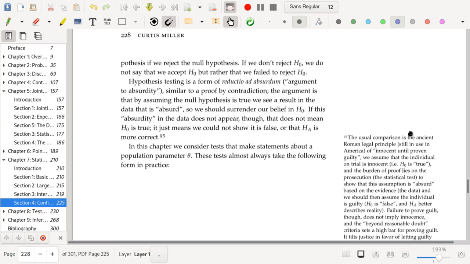This doesn't necessarily mean that the null hypothesis is true if we fail to reject it. It just means that we couldn't actually make that appeal to absurdity. Right? We basically observed an outcome that, under the null hypothesis, isn't unlikely enough. It seems somewhat plausible that we could see that if the null hypothesis were actually true. Which doesn't mean that the null hypothesis is true. It just means that we can't disprove it. And the implications of this is important.